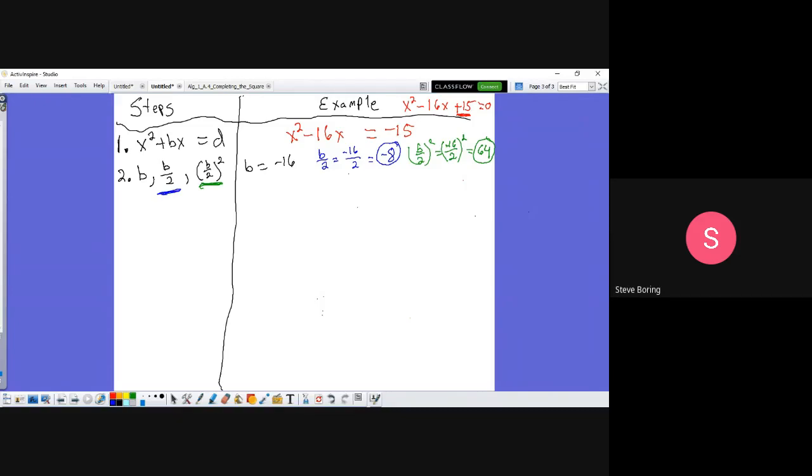Step 3 is going to be take that b over 2 squared that we got and add it to both sides. So add b over 2 squared to both sides. Step 3. So I'm going to rewrite the equation that we had right here. x squared minus 16x, I'm going to leave a blank there, equals negative 15, leave a blank there. And on both sides, we want to add b over 2 squared. That was the green part, so that is plus 64 on both sides.